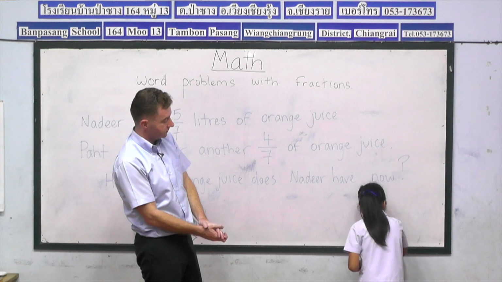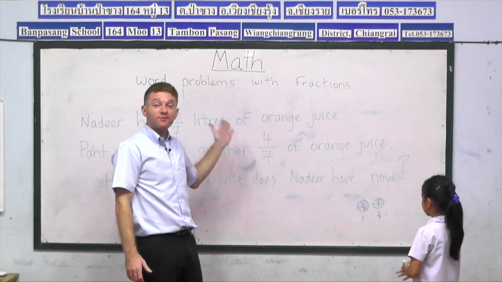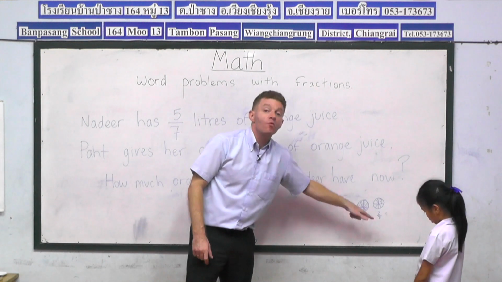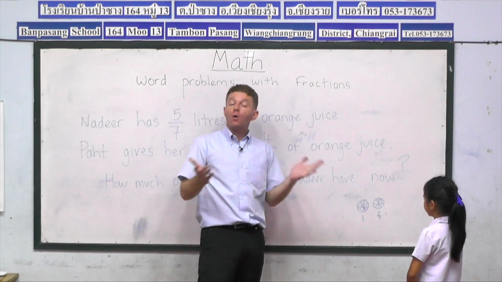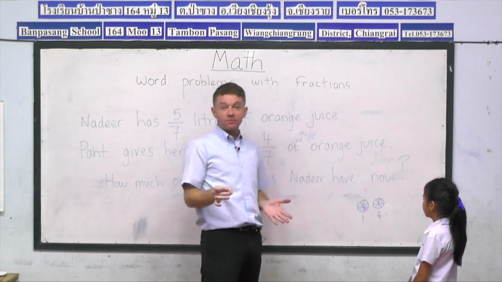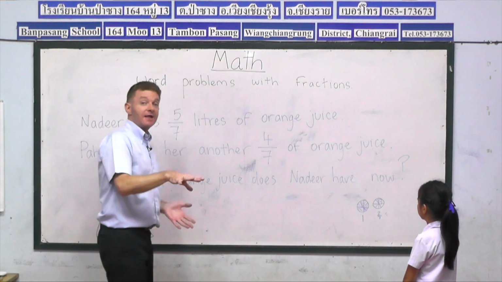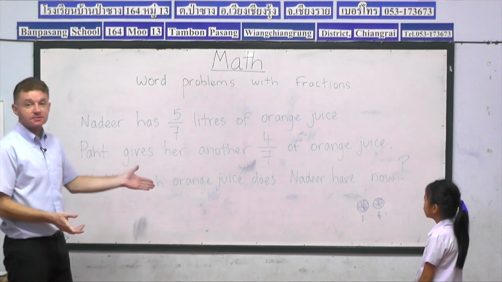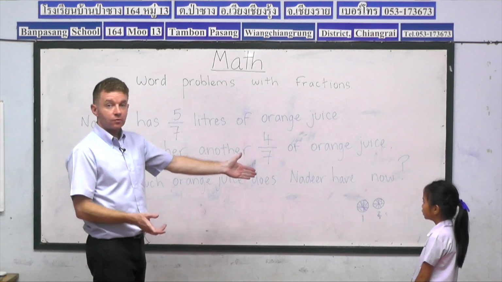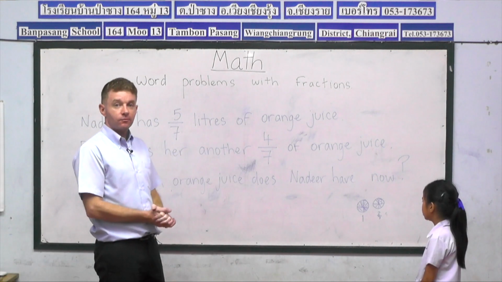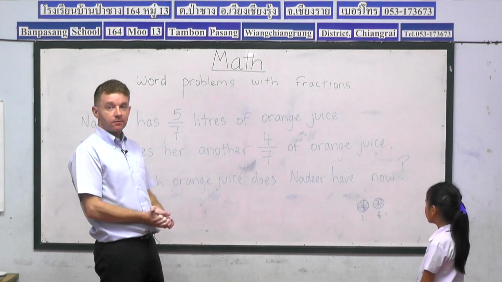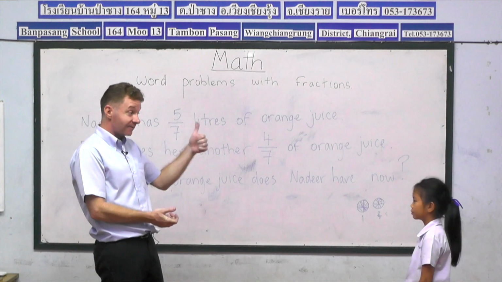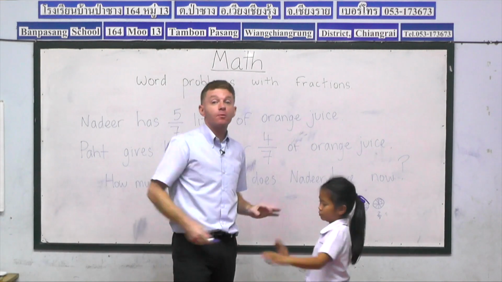Excellent, Prau. So you see, by working out the fractions, we have the answer: 1 and 2/7. So we can answer the word problem by saying, Nadia now has 1 litre and 2/7 of orange juice. And that's how we answer word problems with fractions. Prau, that was excellent. High five and a big round of applause for Prau, please, guys.